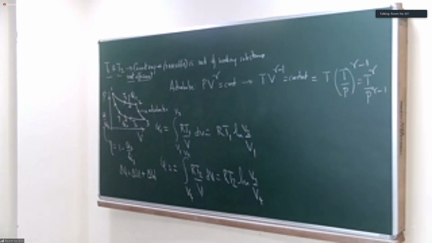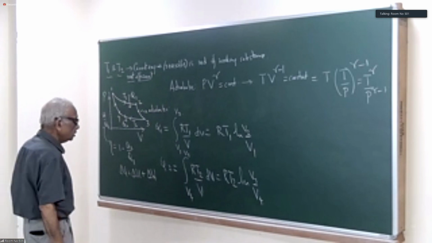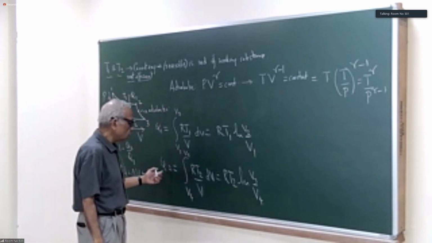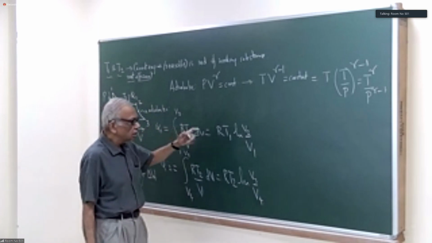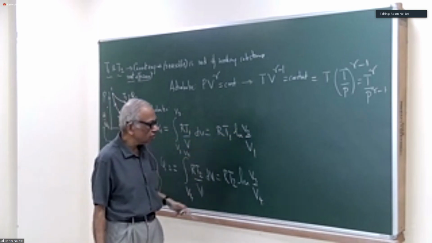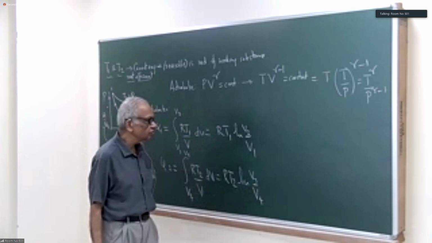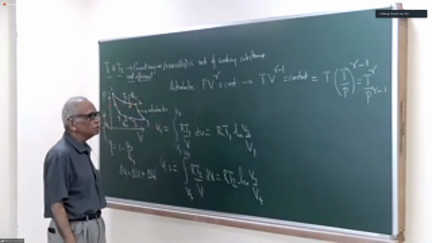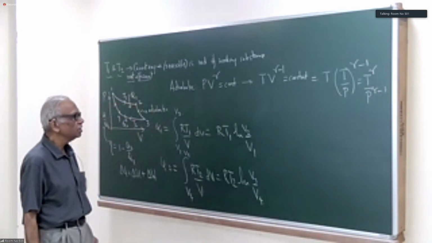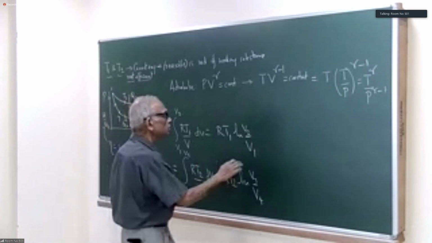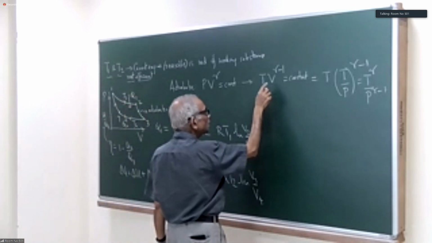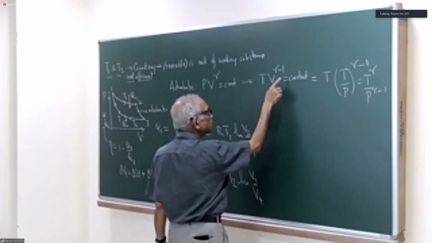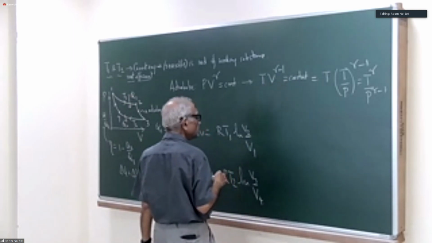So all right. And what you have to do is calculate, it is V2 over V1 and V3 over V4. So that is what we have to make sure. So let's make use of this, that it is T times V to the power gamma minus 1.